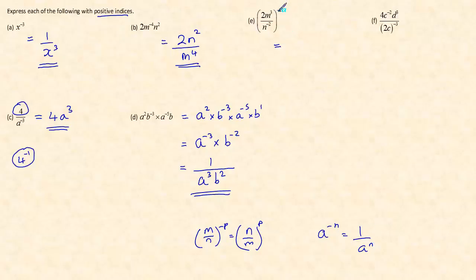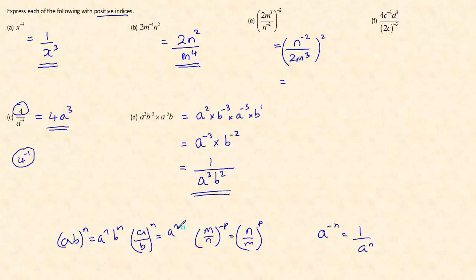So with this negative 2, I'm going to do that straight away. I'm going to go n to the negative 2 over 2m cubed, and now that's to the power 2. We've used the negative in turning the fraction upside down. We can now apply the law that when we've got ab to the n, that's equal to a to the n, b to the n, and its partner law, a over b to the n, is a to the n over b to the n.